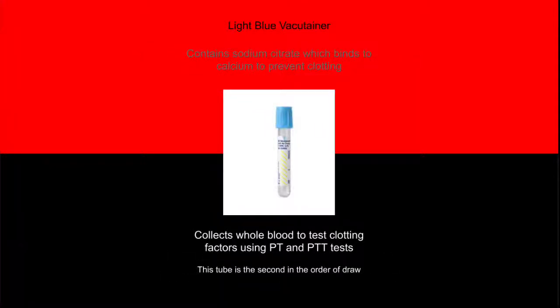This is the light blue top stopper container. It contains sodium citrate, which binds to the calcium to prevent clotting. This is used mainly in coagulation studies to see how quick the blood will clot, namely PT and PTT tests.